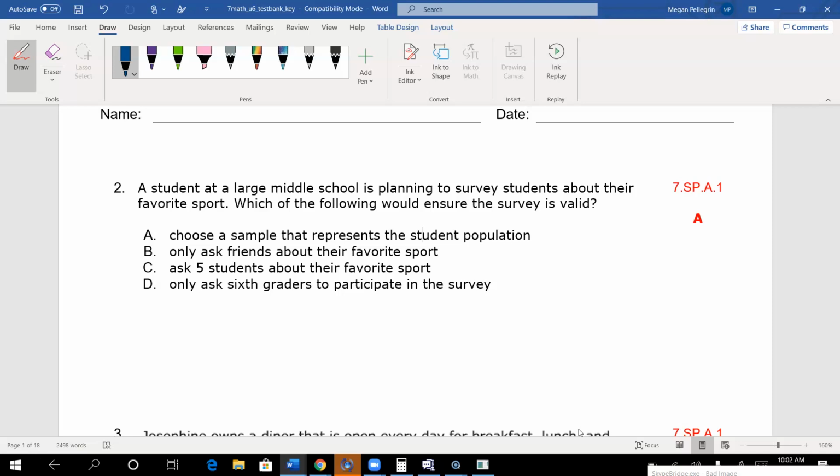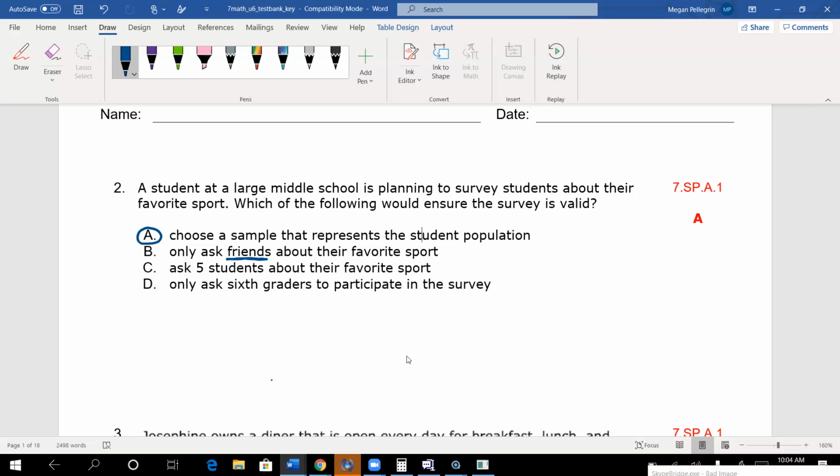Okay, so A, as we can see to the right, is our correct answer. But let's talk about why B, C, and D are not correct answers. So B, only ask friends about their favorite sports. Then you would be limiting your sample. It would be biased. Depending on the type of friends that you have, they might all prefer one particular sport.